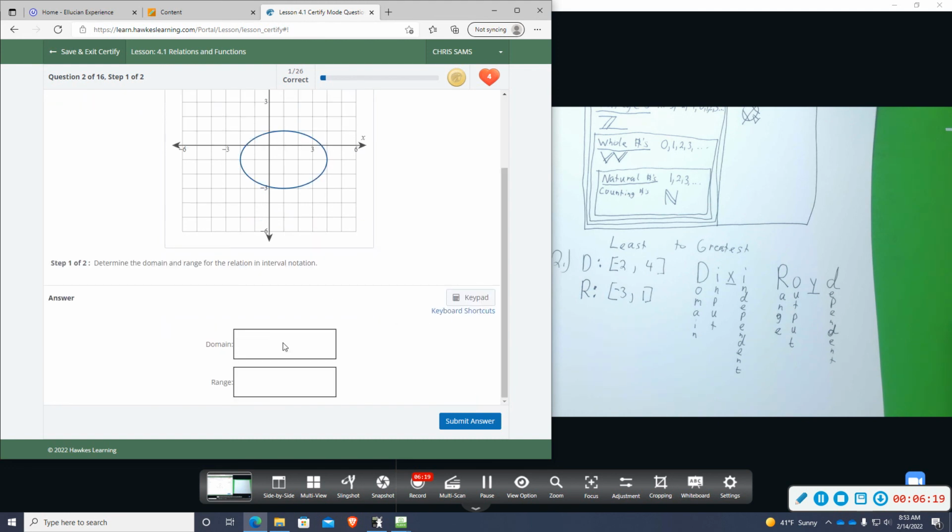So domain is the X. We're going to be doing square bracket -2, comma 4, and then on the range we're going to be doing square bracket -3, comma 1.